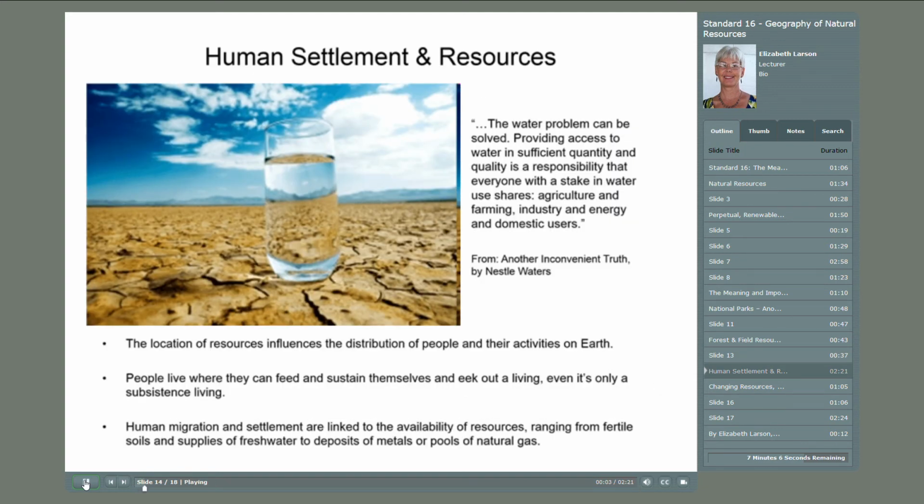The location of resources influences the distribution of people and their activities on Earth. People live where they can feed and sustain themselves and eke out a living, even if it's only a subsistence living. Human migration and settlement are linked to the availability of resources, ranging from fertile soils and supplies of fresh water to deposits of metals or pools of natural gas.